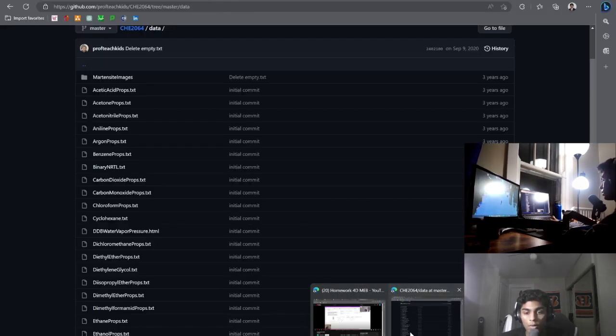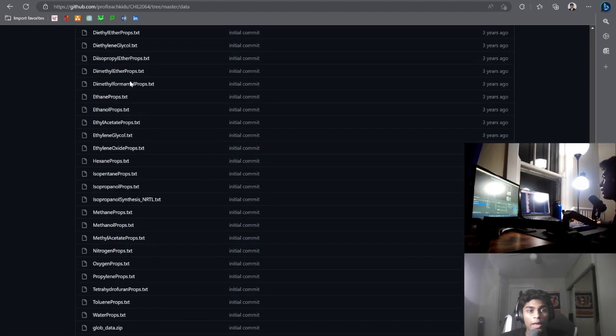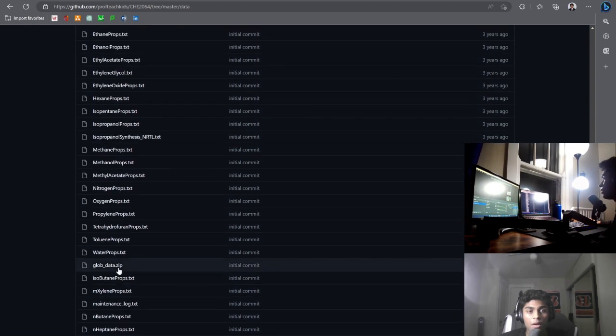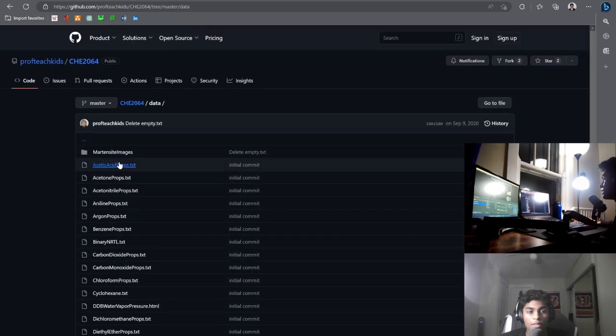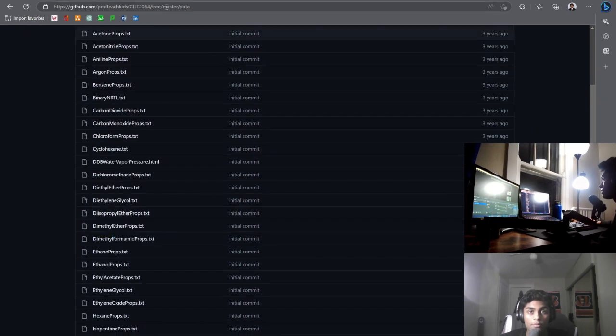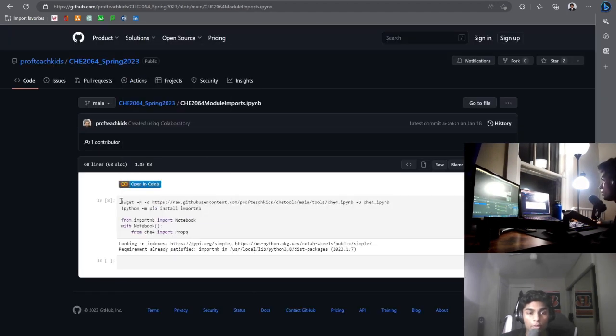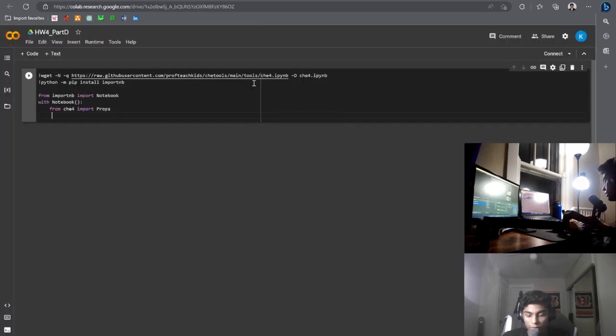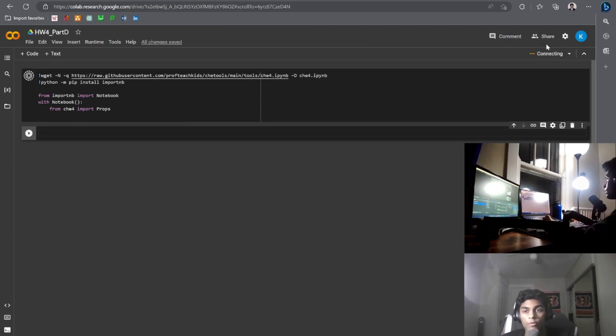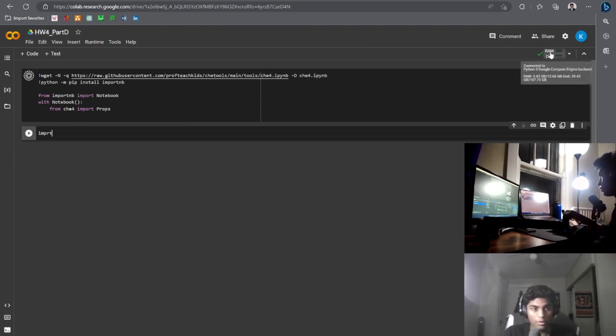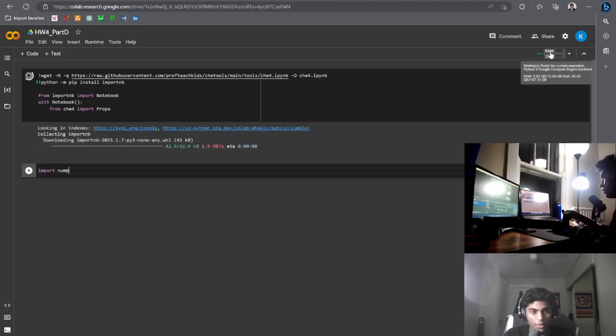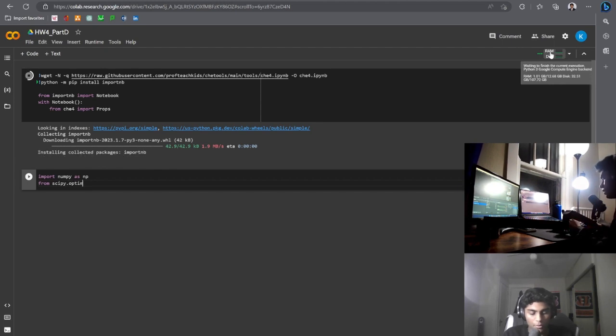So let me pull up this here. It's a huge database that has all these text files with important data on different chemicals. And we also have this. Now this I'm very interested in because this will allow us to import all that data right there. So we'll wait for this to connect, and while we do that, we're going to import numpy as np, and from scipy optimize, we'll import root.